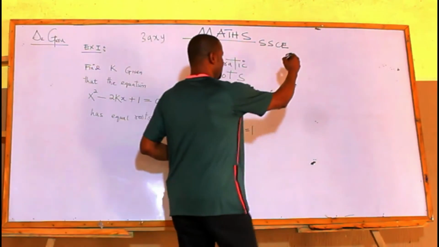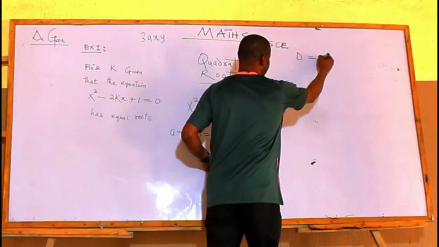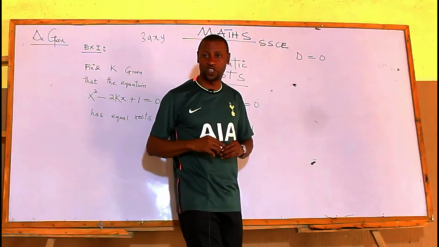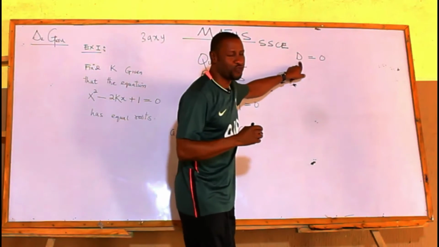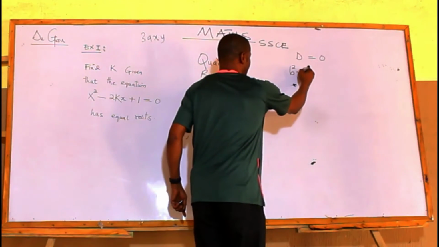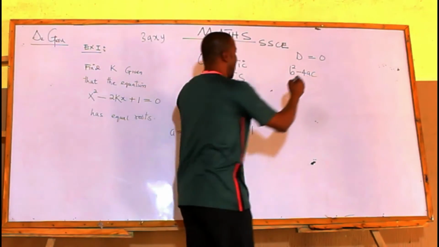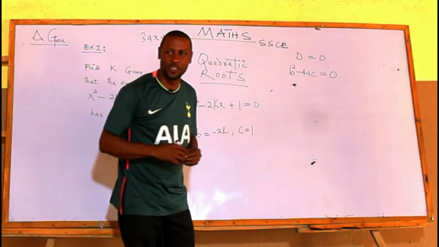So I will do like this. Watch me. Discriminant D must be equal to 0, because we are told that the quadratic equation has equal roots. But class, what is the formula for discriminant? B squared minus 4ac. That's the discriminant, and it must be equal to 0.